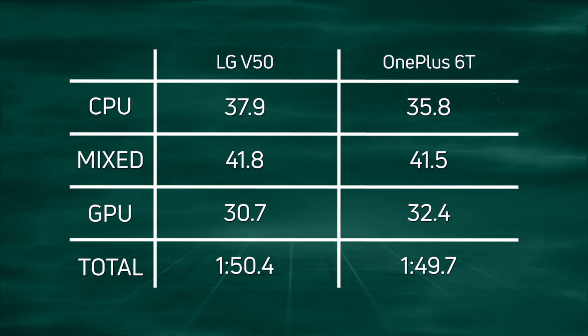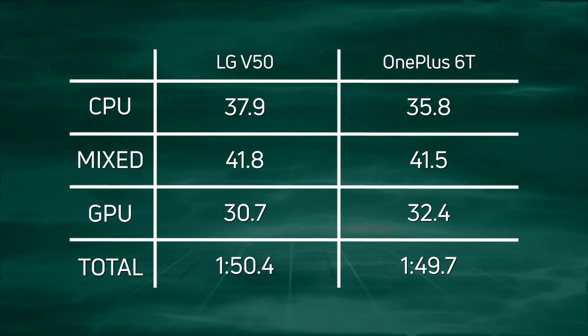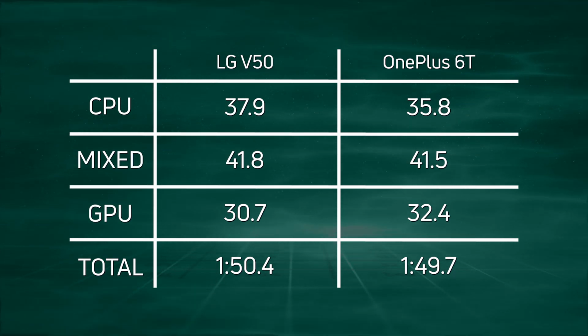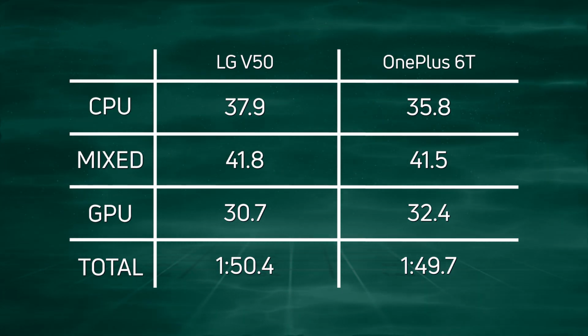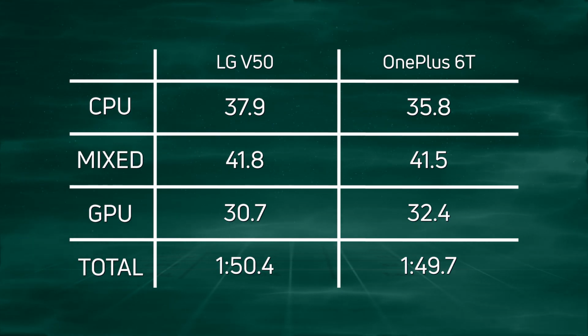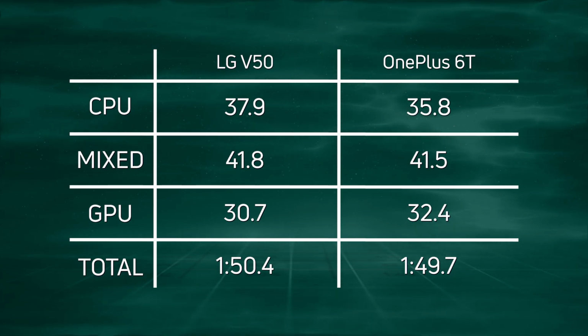And then when we get into the GPU times, 30.7, so a win there by the LG V50 with the greater GPU unit, the Adreno 640, and 32.4 for the OnePlus 6T. And by the time you add all that up together, you get 1 minute 49.7, so the overall winner is the OnePlus 6T.